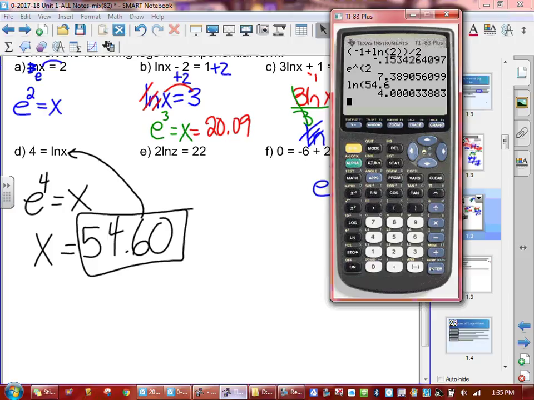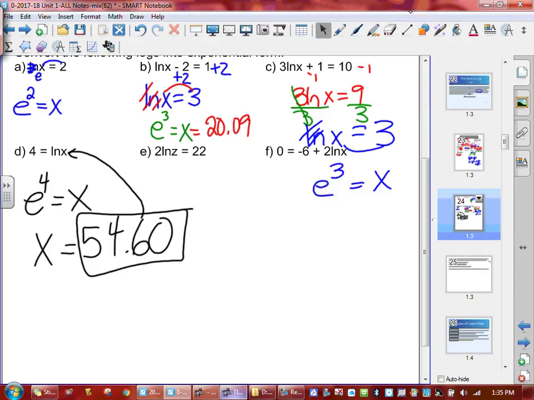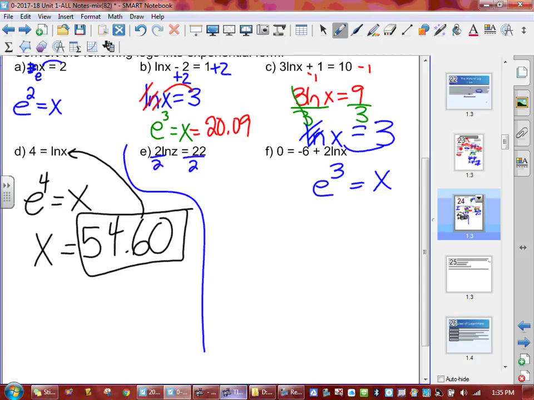Letter E. So we're dividing out the 2 first. So we're going to get ln of z equals 11. Okay, ln of z equals 11. So now we're going to switch forms. We're going to go to exponentials. So these 2 switch places. I get rid of ln, and I say e^11 equals z.